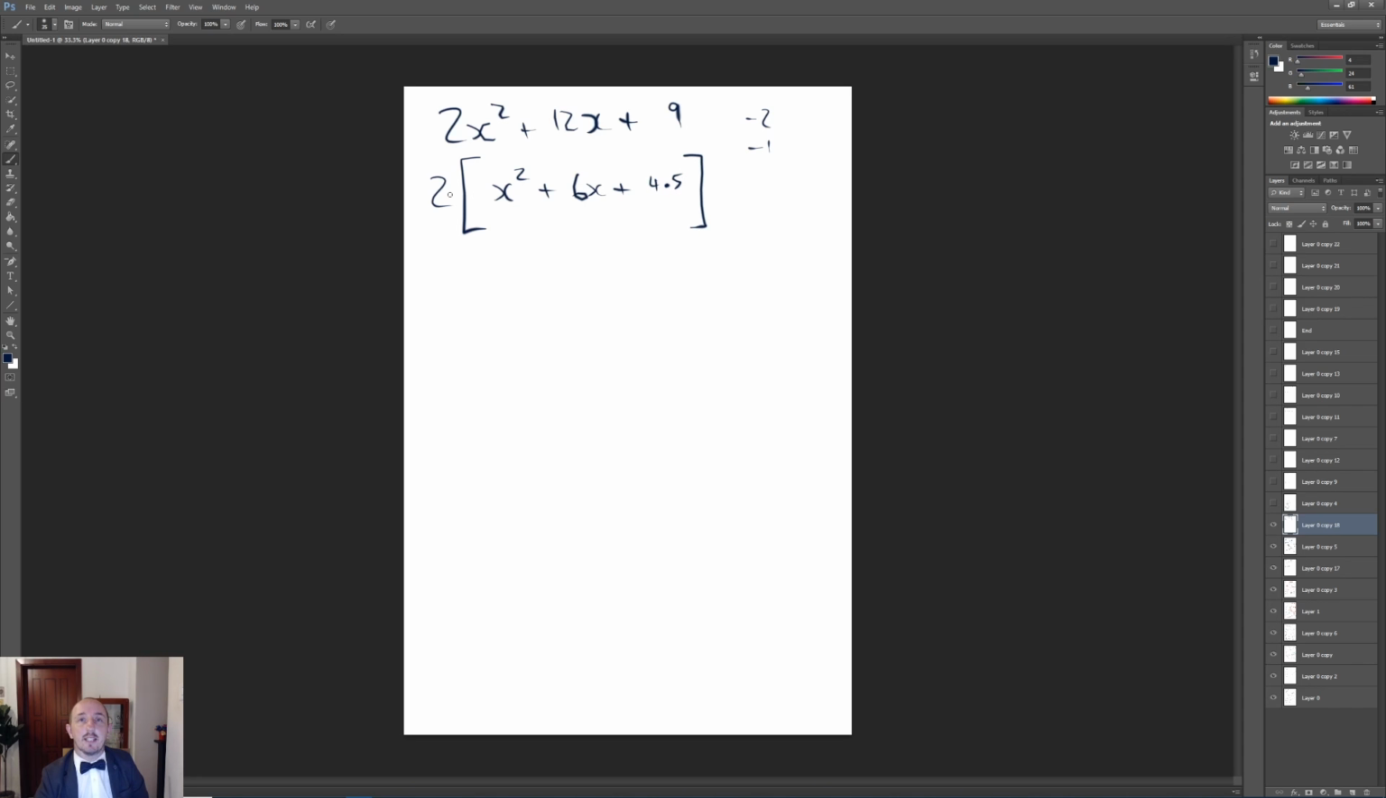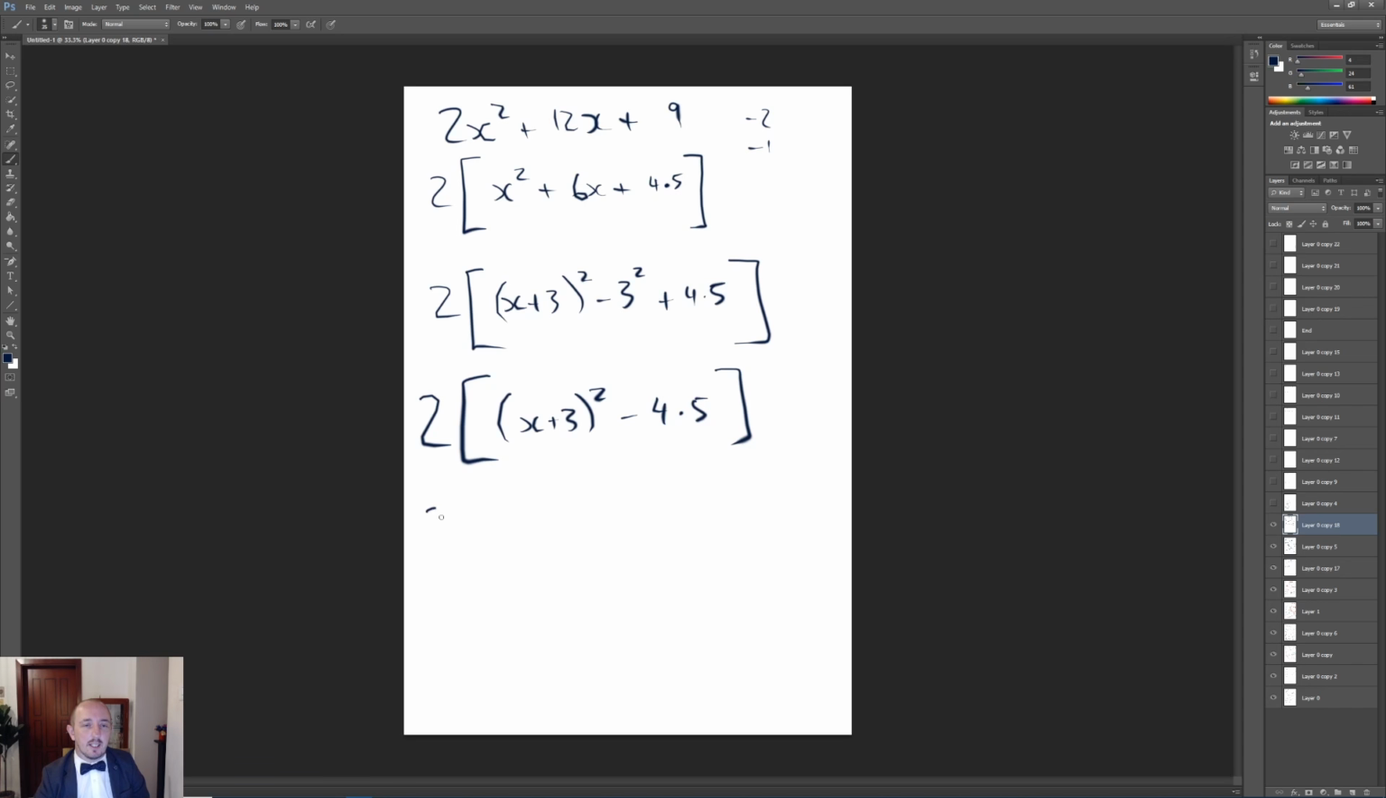And now that I've done the factorizing, or the factoring of the 2, I can actually complete the square on the thing inside the big brackets. So I'm just going to pretend that that's not there. I'm going to start with the x squared and just do the x plus 3, because I'm halving that, minus 3 squared plus the 4.5. Okay, so I've got my 2 big brackets, x plus 3 squared, minus 9 plus 4.5 is just going to be minus 4.5.